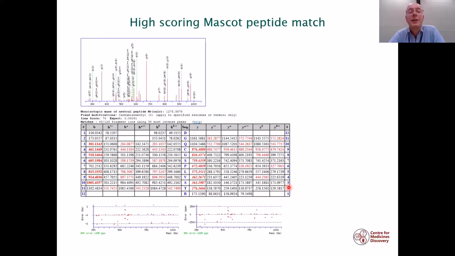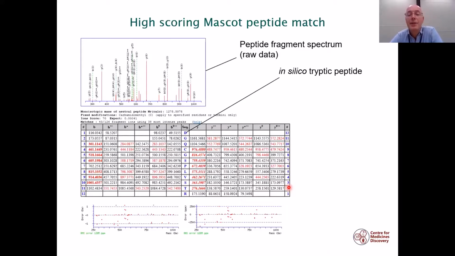So here's some peptide data, and I've shown you here an example of a very good Mascot peptide match. What you have here is this top spectrum. This is your fragmentation spectrum, so this is the raw data, and this is the sequence that it has been matched to. So this is an in silico tryptic peptide. We know it's a tryptic peptide because it ends with an arginine, and this sequence has been generated in silico. So it's an in silico digest done by the computer.